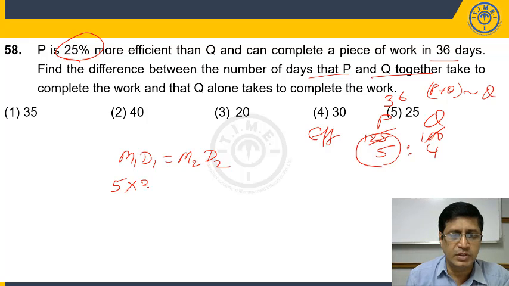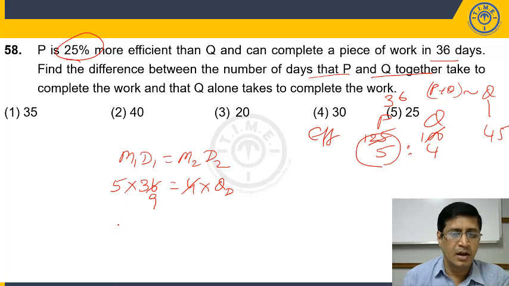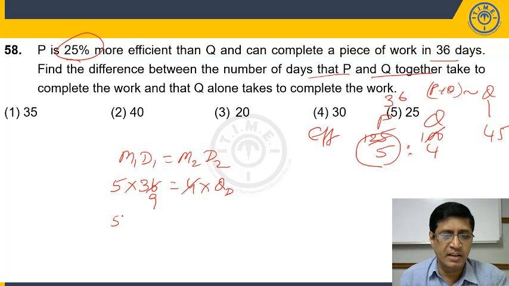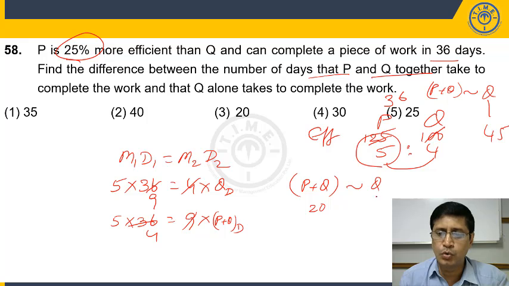So 5 into 36 is equal to 4 into the number of days of Q. Simplify, it goes 9 times, so Q will complete the work in 45 days. And what about P plus Q? M1 D1 is equal to M2 D2. P plus Q means the sum of these two parts is equal to 9. So the sum of these two, P plus Q number of days, 9 it goes 4 times, that is 20 days. So P plus Q is 20 days, whereas Q is 45 days.